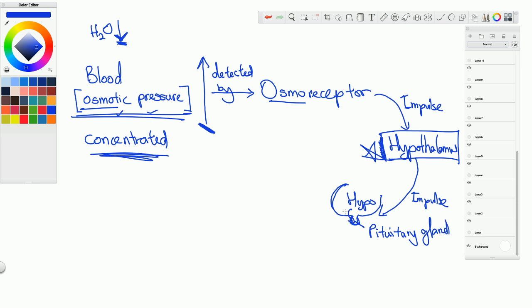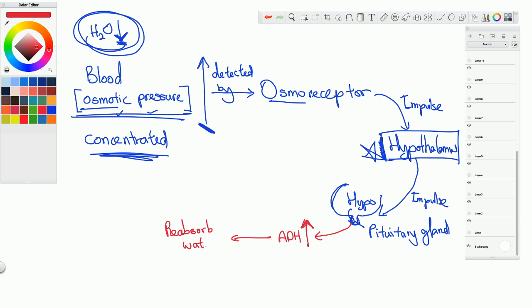Okay, now the body lacks water. Not enough water. What we can do is, okay, now I want more water to remain in the body. So it will inform the pituitary gland to secrete more ADH. Now, coming to the hormone, ADH. The function of ADH is to reabsorb water. I will say reabsorb must be in the kidney.